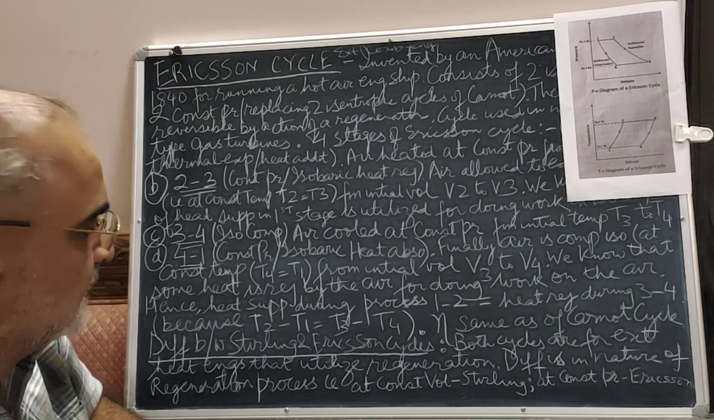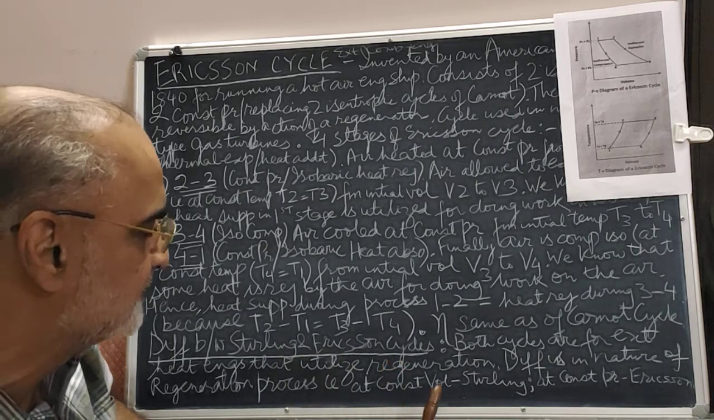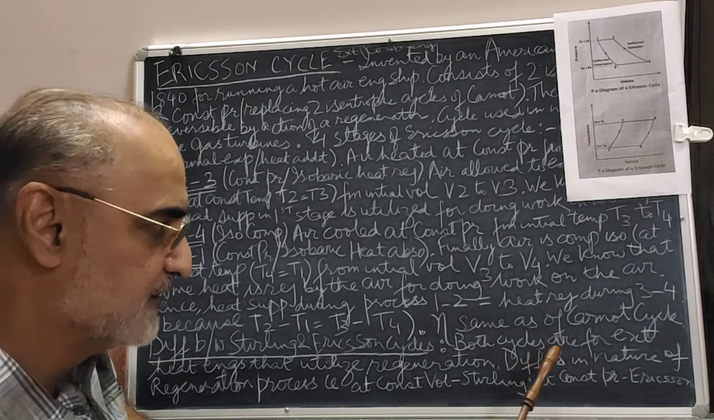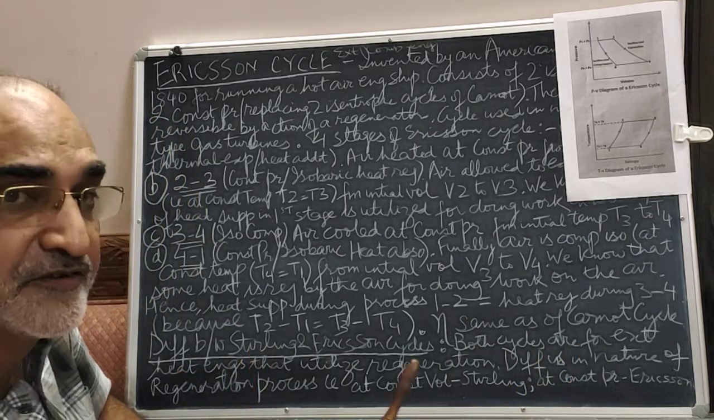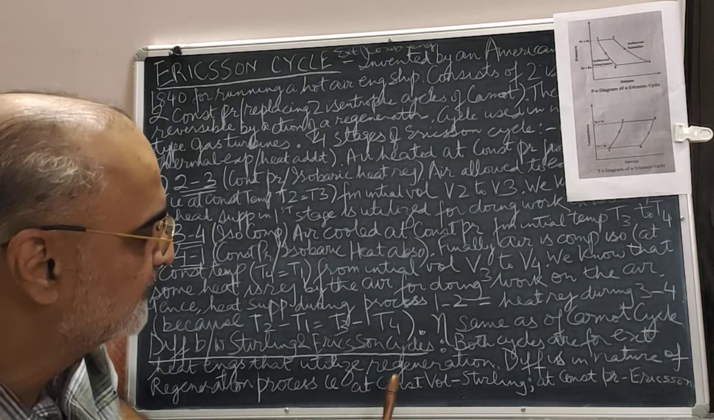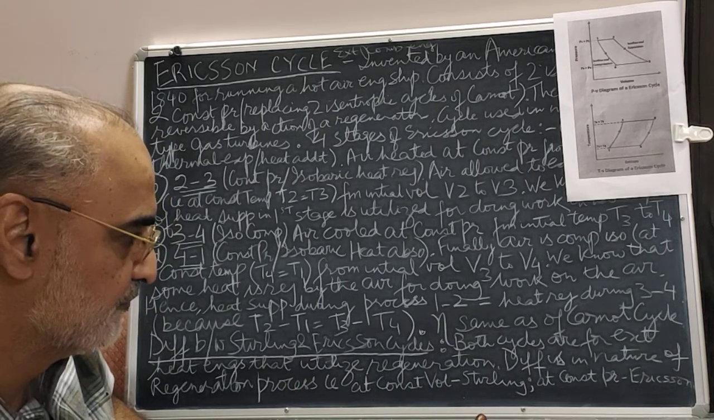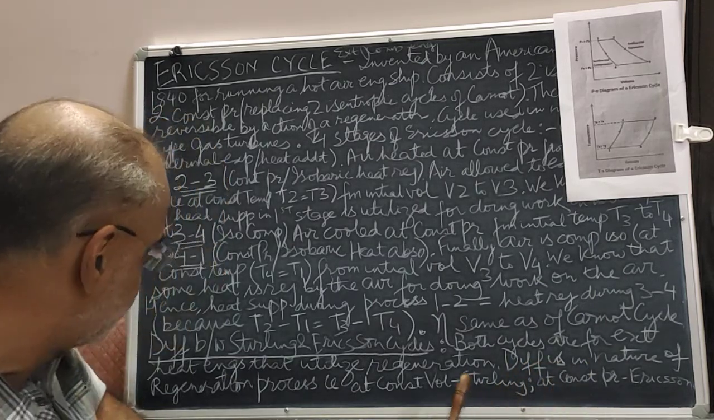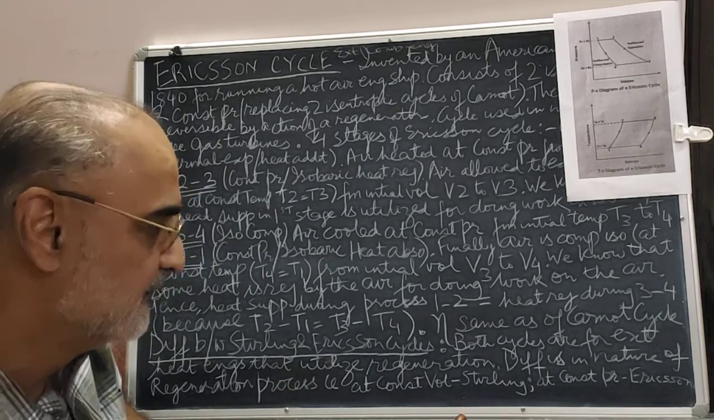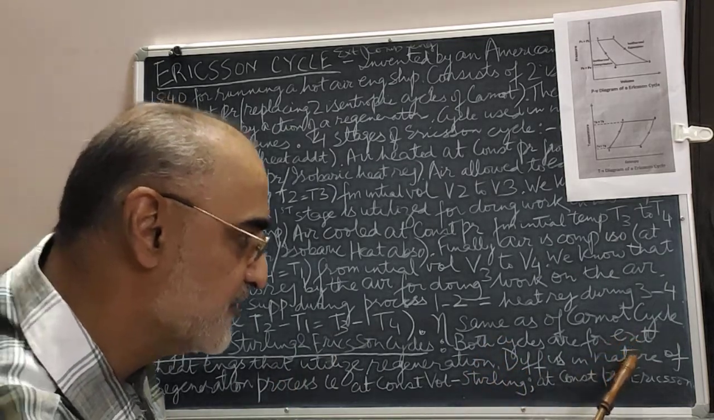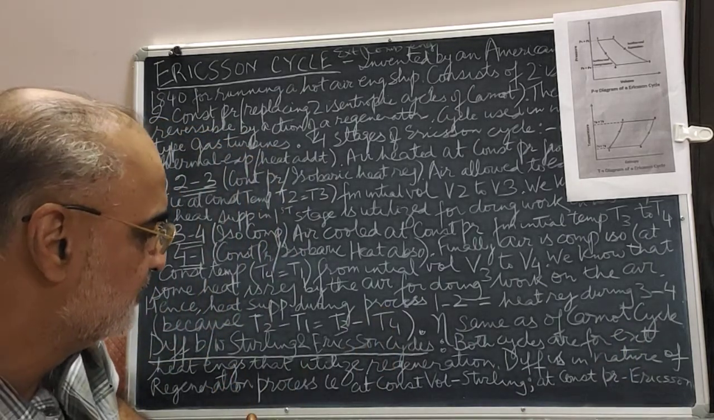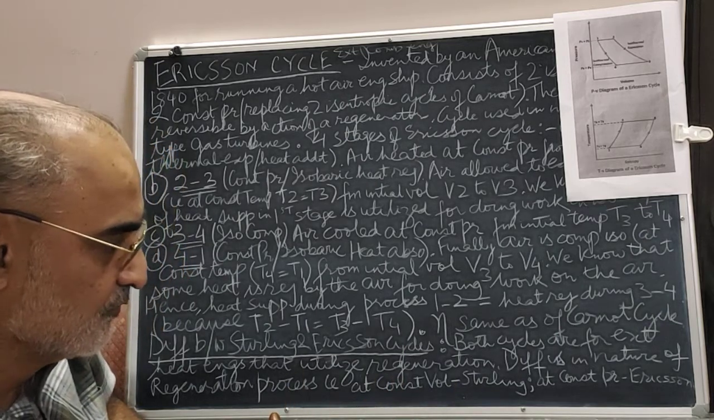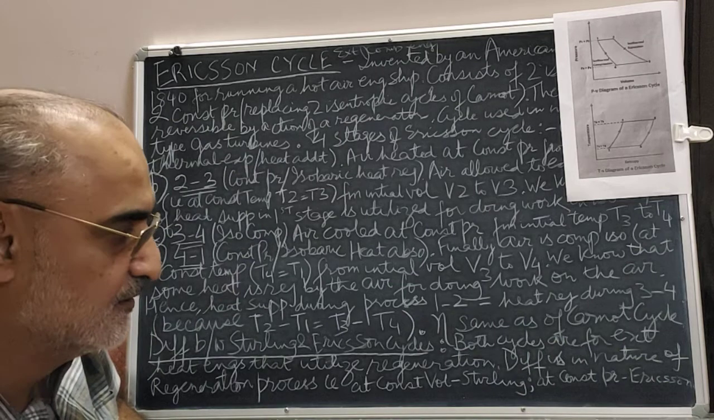So now that we've seen both the Stirling and Ericsson cycles, let us see what is the difference between the two. Firstly, both the cycles are for external heat engines, that is external combustion engines, that utilize regeneration. The main difference is in the nature of the regeneration process. The regeneration process for Stirling is at constant volume, and for Ericsson is at constant pressure.